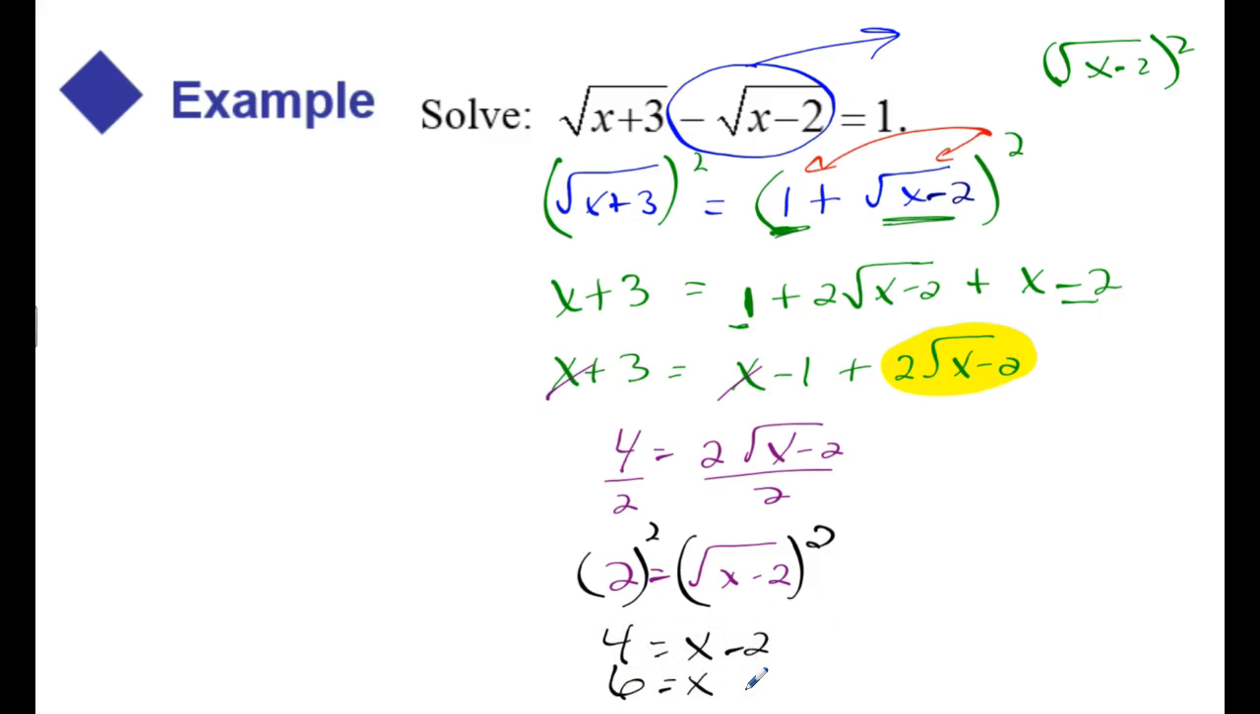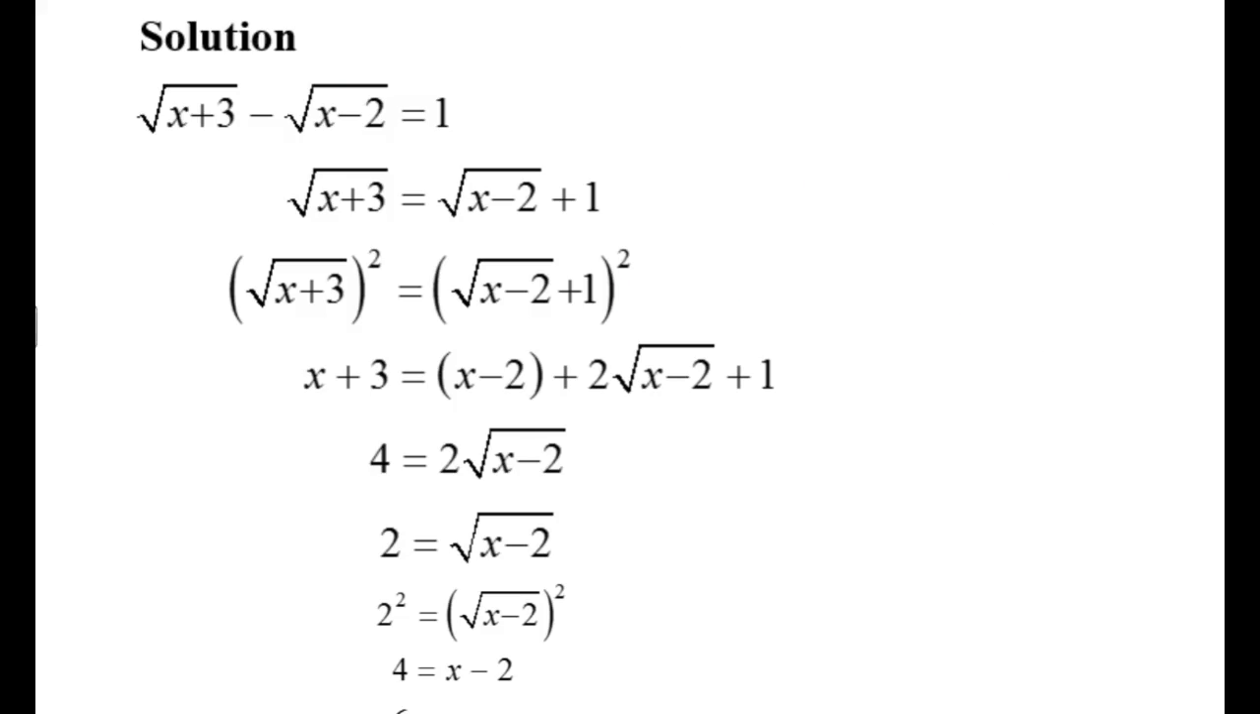Now I squared this problem a couple times. I squared it up here, and I squared it down here, so you definitely want to be checking this answer. It's simple. 6 plus 3 is 9. The square root of 9 is 3. Minus 6 minus 2 is 4. Wait a minute. 3 minus 4 is -1, and I had a positive 1.